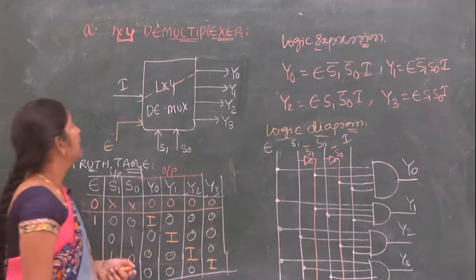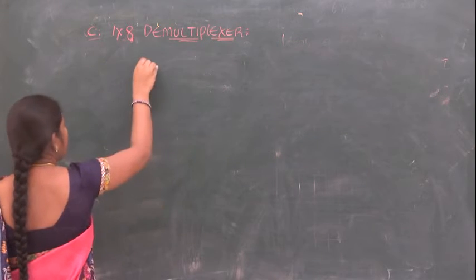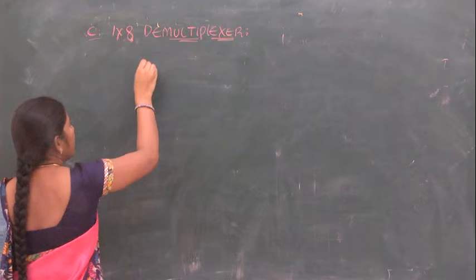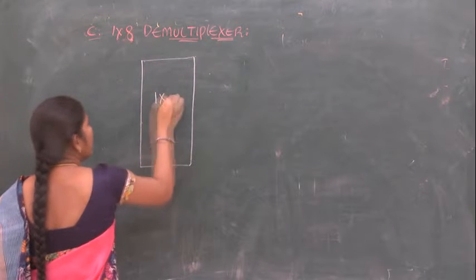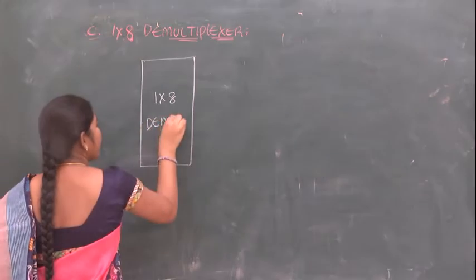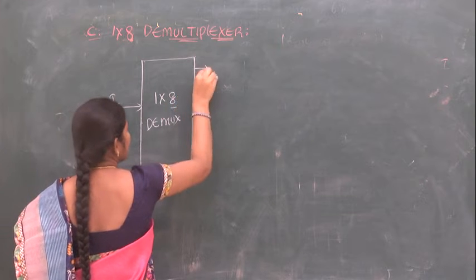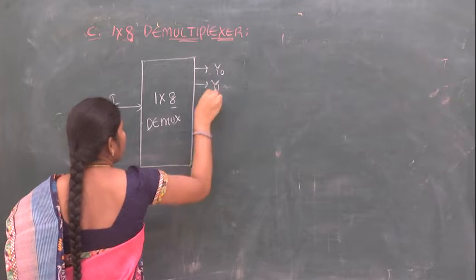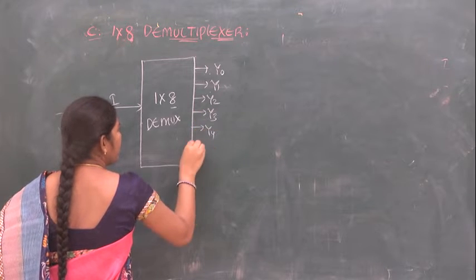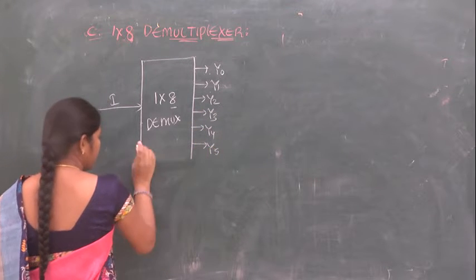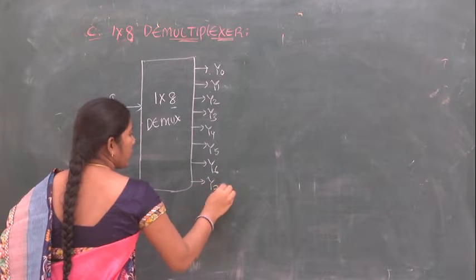Similarly, we can implement a 1 cross 8 demultiplexer also. In the case of the 1 cross 8 demultiplexer, we can represent it with a block because this is a combinational circuit. 1 cross 8 DEMUX with one input I. 8 means 8 outputs, so I can consider them as Y0, Y1, Y2, Y3, Y4, Y5, Y6, Y7.